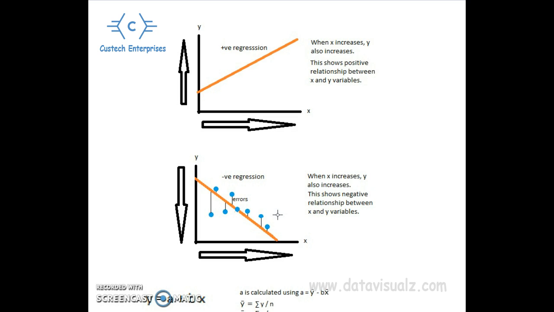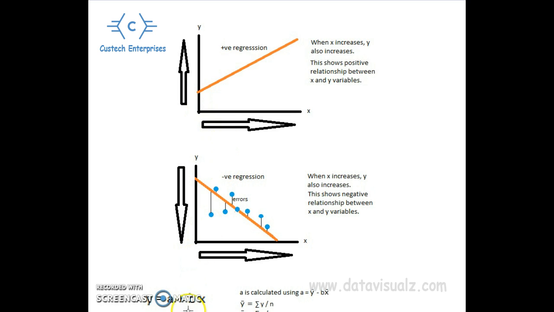Now, what is the formula to actually calculate this? You know that the equation of a straight line is represented by y equals mx plus c, where m represents slope. The same equation is given here: y equals a plus bx, where a is the y-intercept and b is the slope. The y-intercept is the point where the line cuts the y-axis. You can see here, this is y, this is a, we can call it the y-intercept. Here, this is again a, the y-intercept.